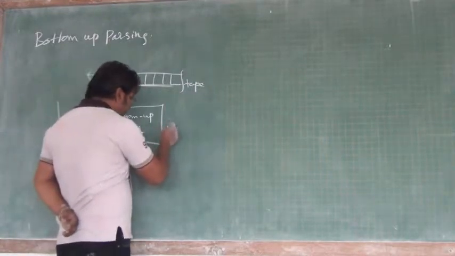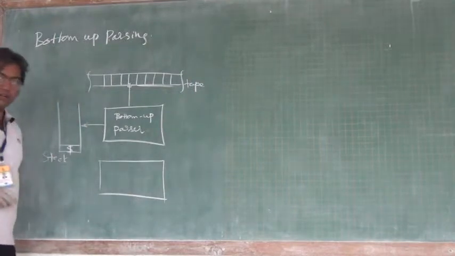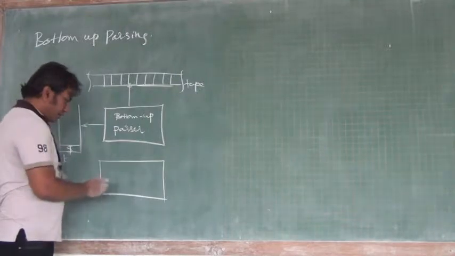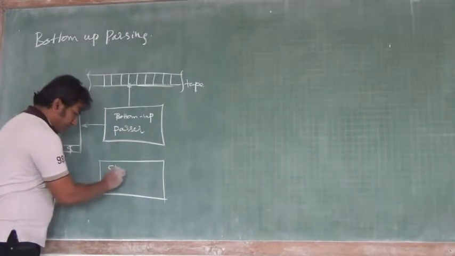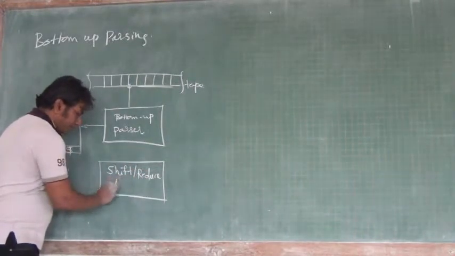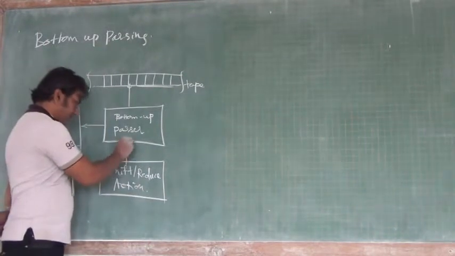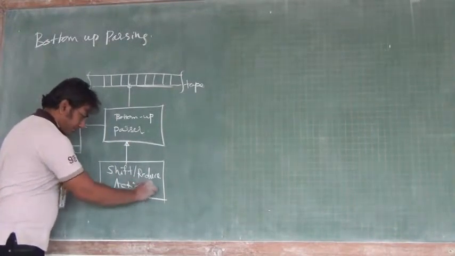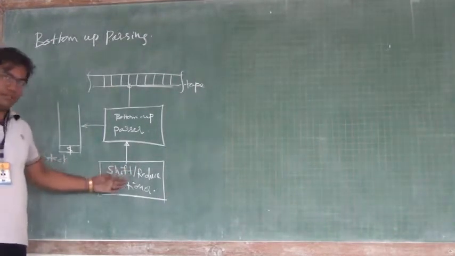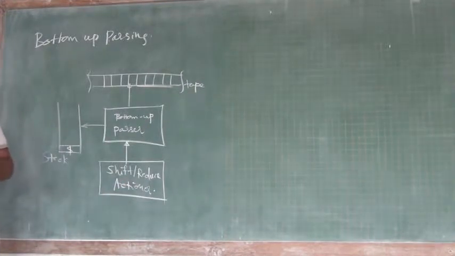It produces the output. Before that, it is having one more intelligent mechanism, that is a shift or reduce action. Actioner, you can write like this. This is the mechanism which really does the two kinds of actions. One is shift and another is reduce.